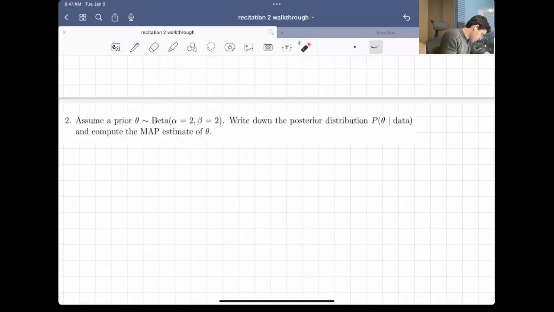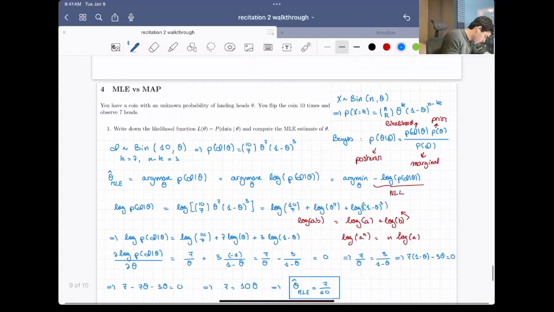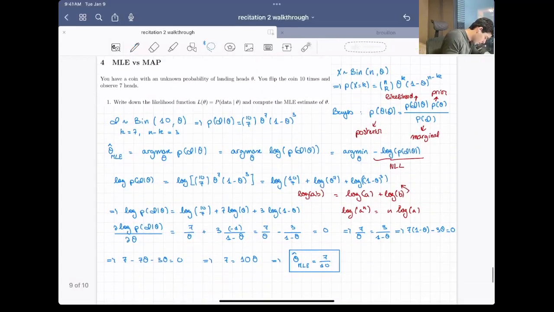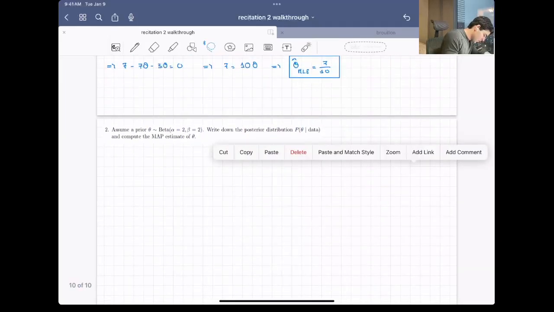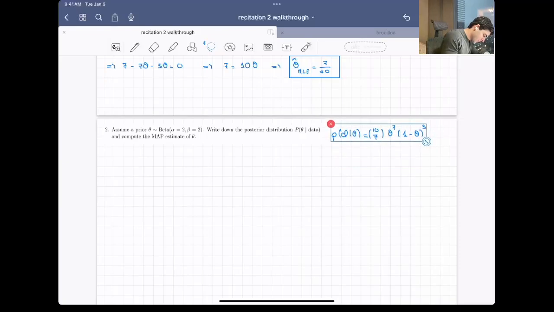Okay, now we assume the prior is a beta distribution with parameters 2 and 2, and we have to write down the posterior and compute the MAP estimate of theta. So first, let's import our likelihood, right? We're gonna need this one. Sorry, I'm lazy. I can copy it.